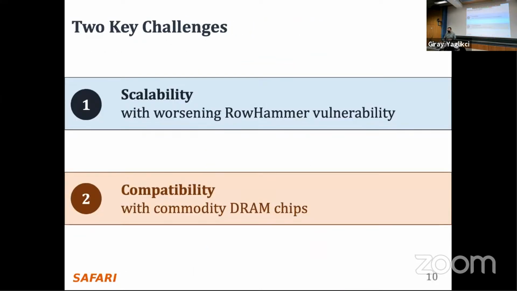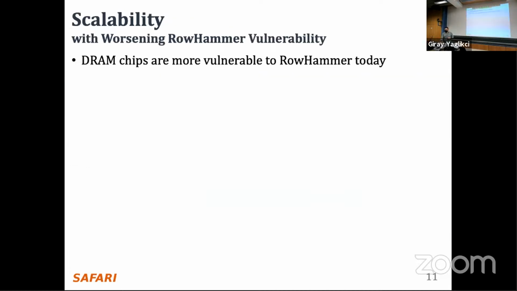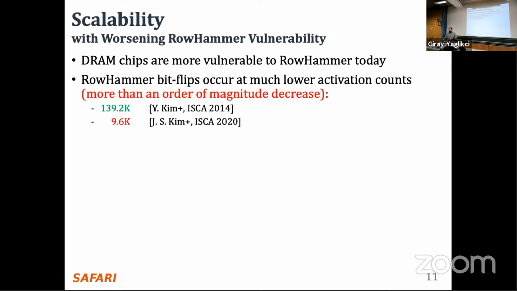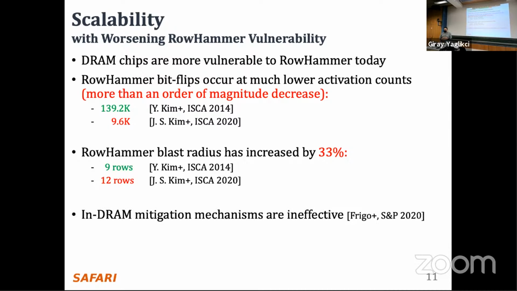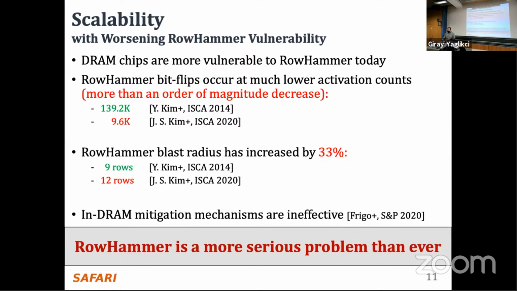So I will talk about two challenges that these mitigation mechanisms are facing. The first challenge is scalability with worsening RowHammer vulnerability. Recent work showed that DRAM chips have become more vulnerable to RowHammer in the last decade, as I showed in the previous presentation as well. So RowHammer bit flips can occur at much lower activation counts, and hammering a row can disturb more rows than before. Furthermore, in-DRAM mitigation mechanisms are shown to be ineffective. Therefore, RowHammer is a more serious problem than ever today.